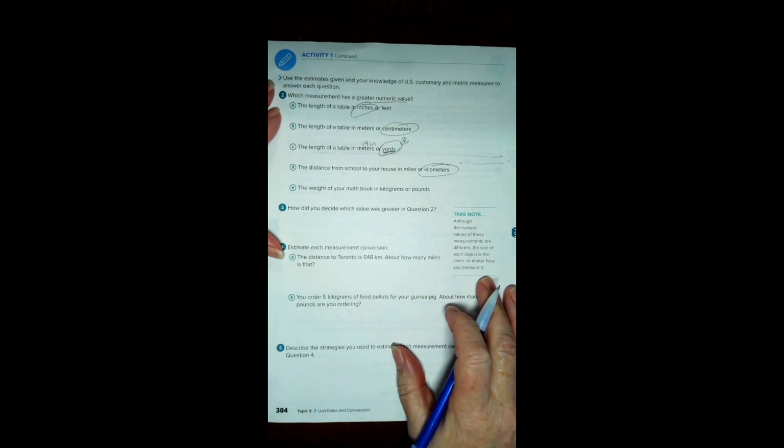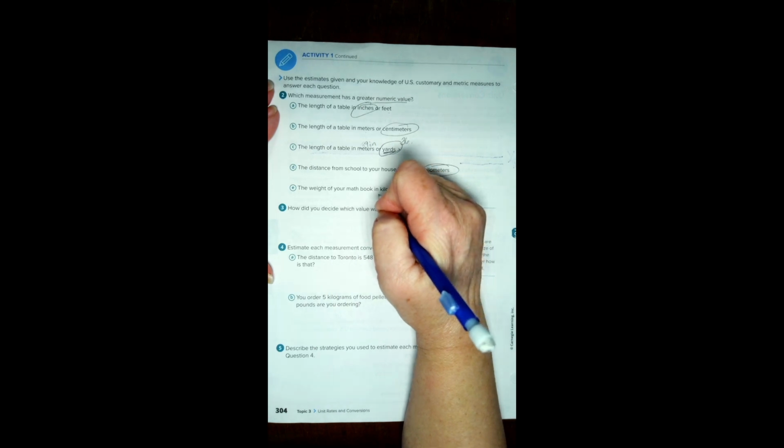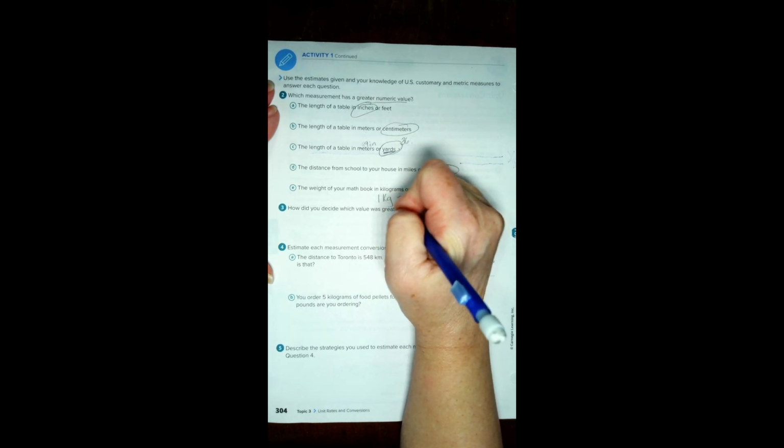The distance from your school to your house in miles or kilometers. A kilometer is smaller than a mile. The weight of your math book in kilograms or pounds. So 1 kilogram is approximately 2.2 pounds. So pounds is the smaller measurement. It'll have a greater number.